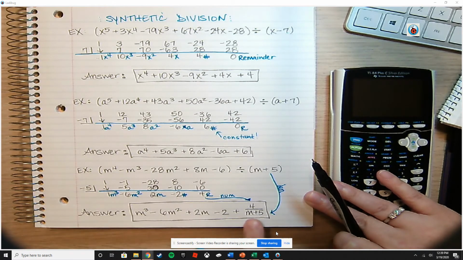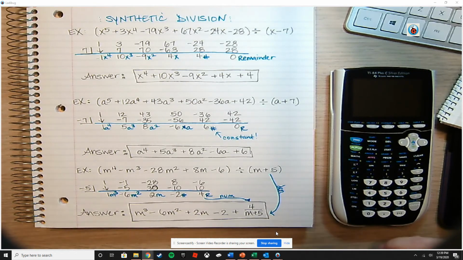Okay, so that's how you're going to handle what happens when you have a remainder when you divide using this technique that we call synthetic division. Okay, all right, one more example, and you should be good to go on your Delta Math assignment.